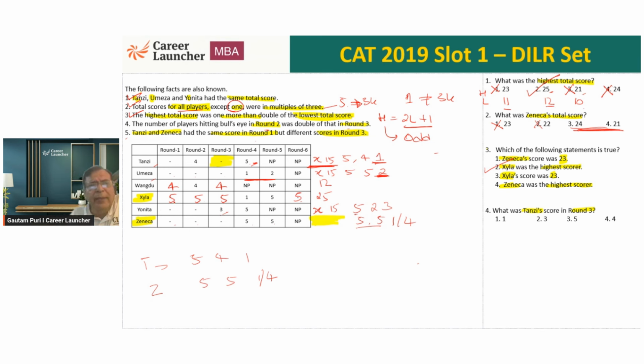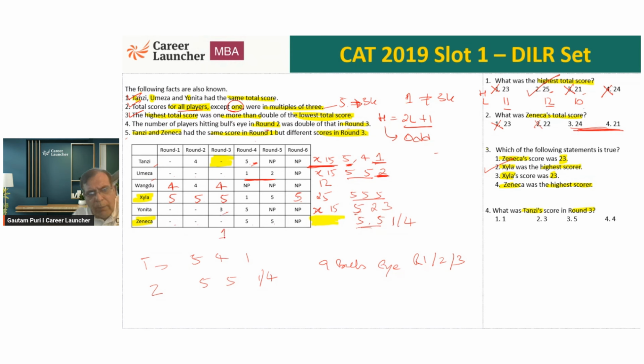How many bullseye have been hit in round 1, 2, 3? Round 1, 2, 3, the total number of bullseye hit is 1. Okay. Xyla के भी तो 3, 5 है ना, मैं लिखना भूल गया. 1, 2, 3, 4, 5, 6, 7, 8, 9. There are 9 bullseye in round 1, 2 and 3. And we know round 2 has to be double of round 3. क्या combination हो सकते हैं?